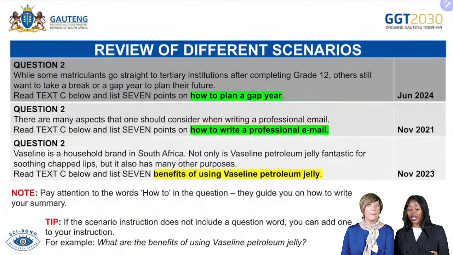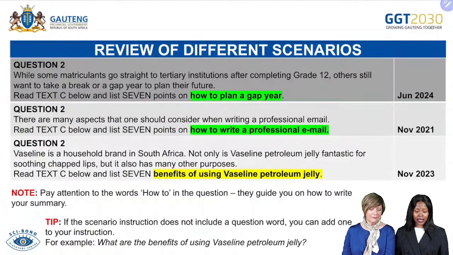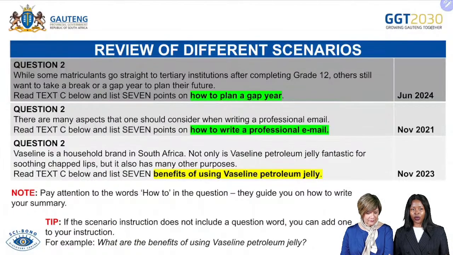I want you to look at the way in which the different scenarios have been presented to us. The first sentence, for example, 2024, says, while some matriculants go straight to tertiary institutions after completing grade 12, others still want to take a break or a gap year to plan for their future. So we have been given a story there. Then we move to the next line, which says, read text C below and list 7 points on how to plan a gap year. Notice that we've highlighted these key instructions because this is what you need to use to find the other facts in the text as you go about responding.